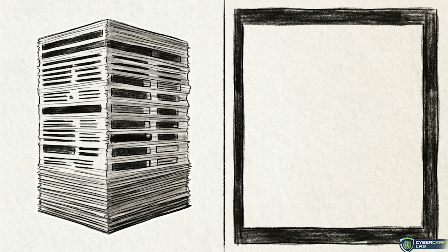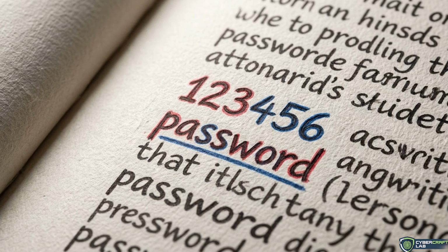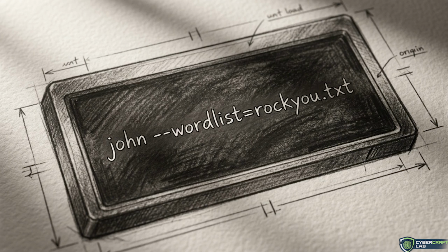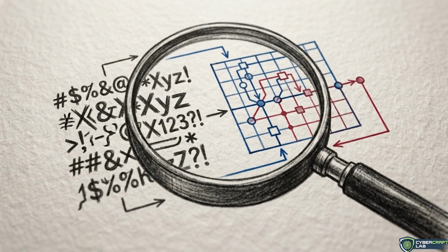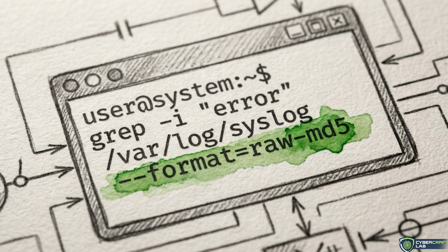On the left side of this screen, you see a word list. Instead of guessing random letters, a dictionary attack feeds a massive list of previously breached real-world passwords into the testing tool. The most famous of these is rockyou.txt, a file containing millions of highly probable passwords. To launch the attack, we type john, use the --wordlist flag to point to our text file, and then specify our target file containing the stolen hashes. You must tell the program exactly what mathematical algorithm it is looking at. By adding the flag --format=raw-md5, we prevent the tool from wasting time guessing the format and ensure immediate accuracy.